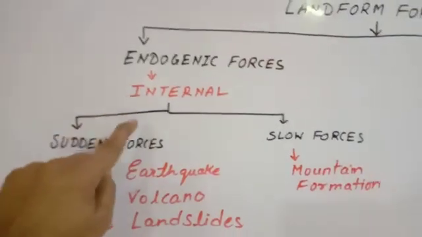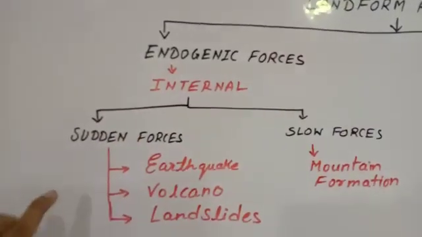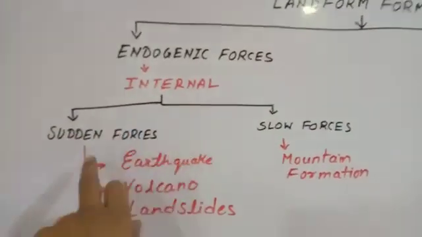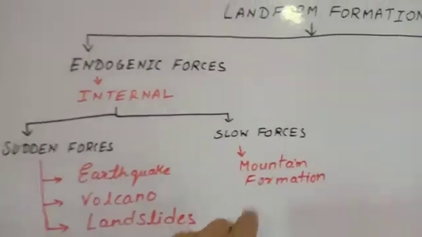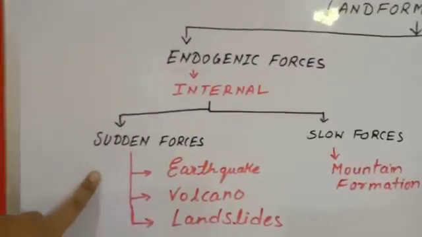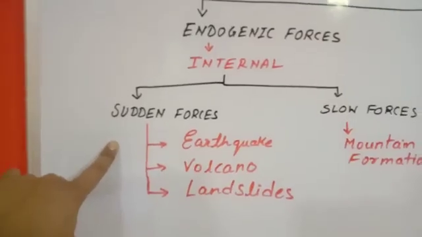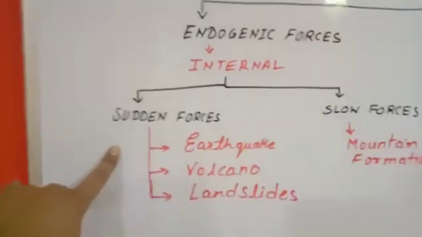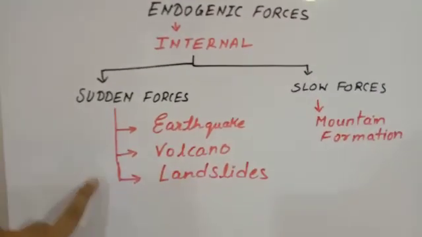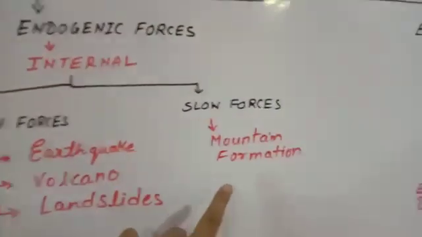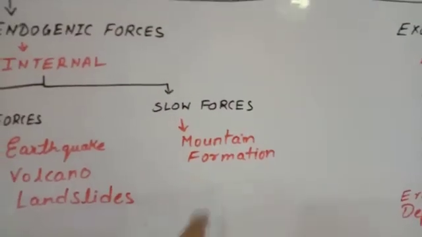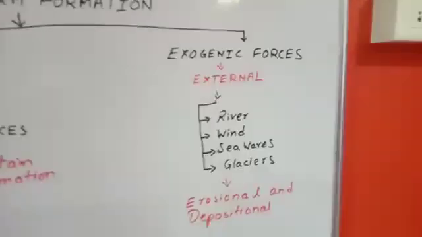Now let's go. Endogenic forces are also called internal forces, which have two parts: sudden forces and slow forces. Sudden forces means quick forces which are done within a minute or within a second, like earthquake, volcano and landslide. And slow forces, the formation of the mountain. Now let's move on to exogenic forces.